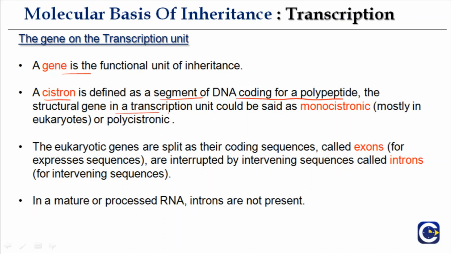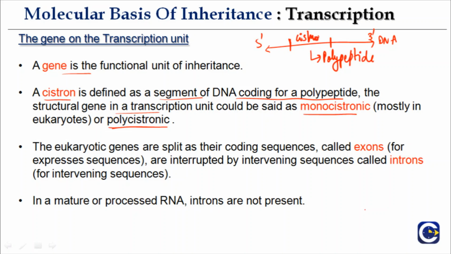The structural gene in a transcription unit could be monocistronic or polycistronic. So what is a cistron? It is defined as a segment of DNA. For example, let's say, for hypothetical and explanatory reasons, this is one strand of DNA. A cistron is a segment of DNA that codes for a polypeptide. This is very important: a cistron always and only has sequence that codes for a polypeptide and nothing else.